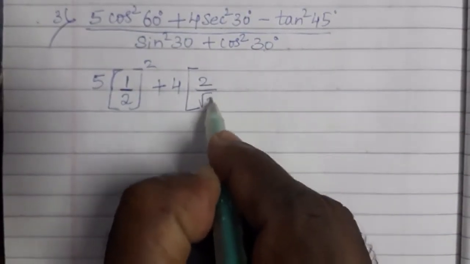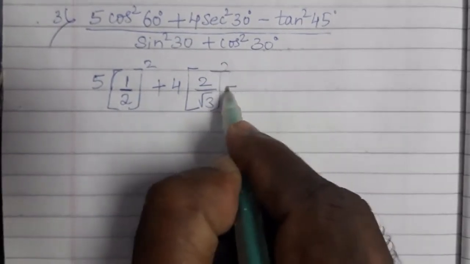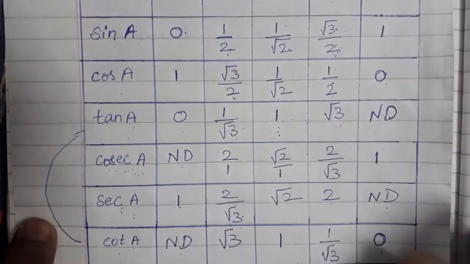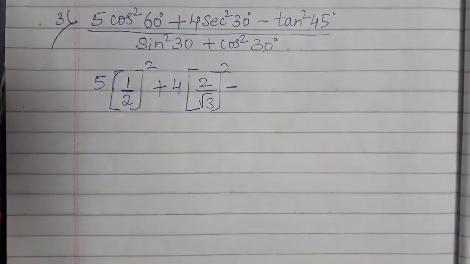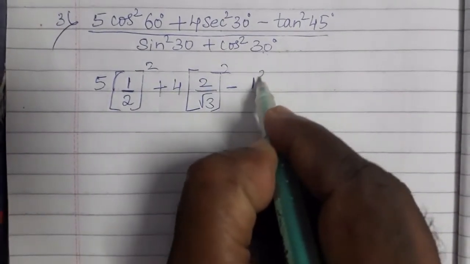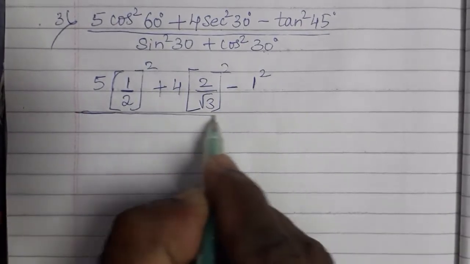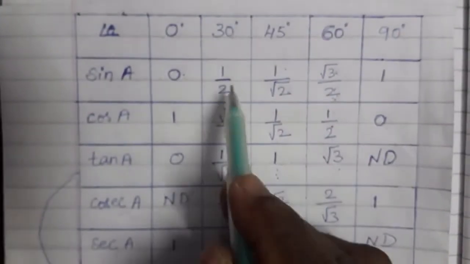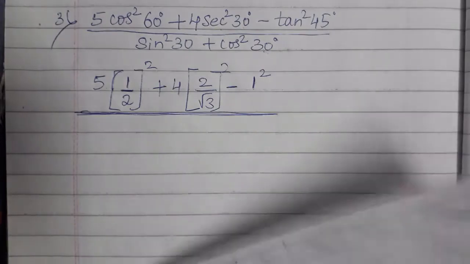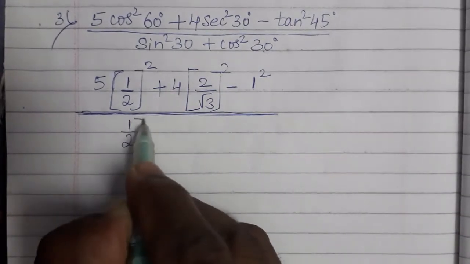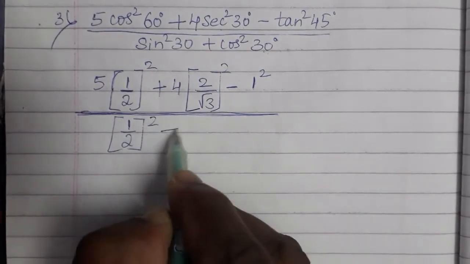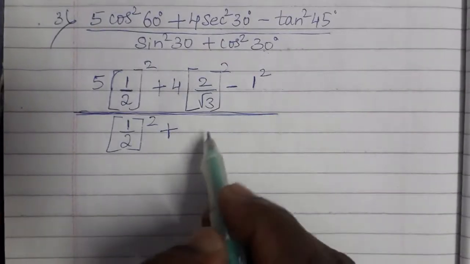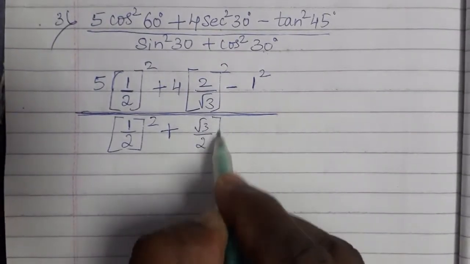You can notice tan 45 is 1. So 1 square. Now everything is divided by, you have denominator also. What is denominator? Sin 30. What is sin 30? 1 by 2. So 1 by 2 the whole square plus cos 30. What is cos 30? Root 3 by 2. So root 3 by 2 the whole square.